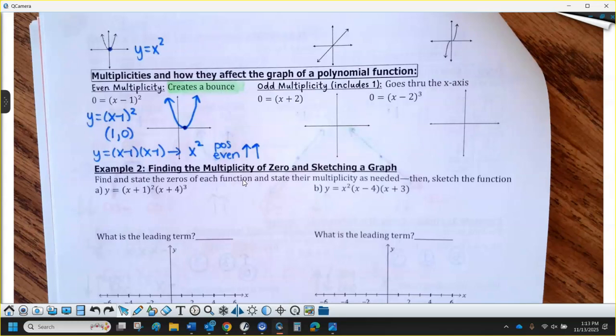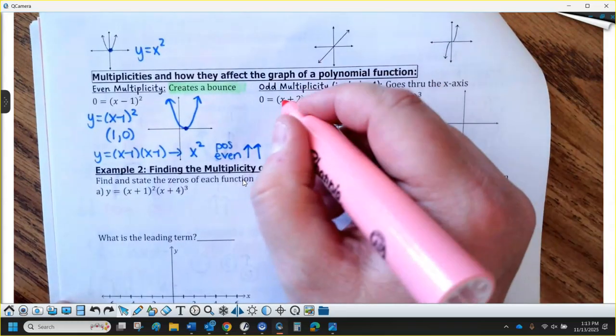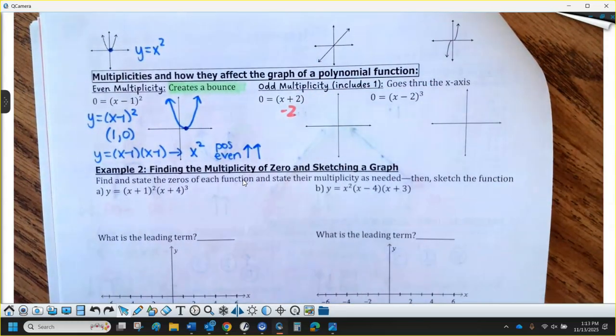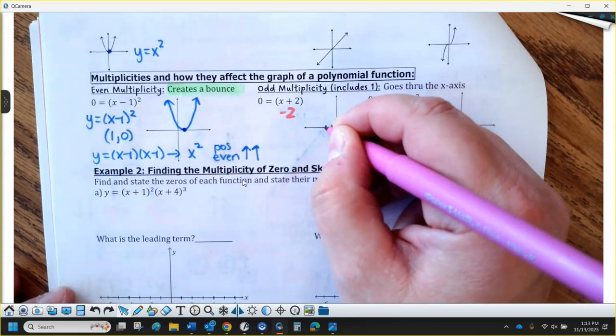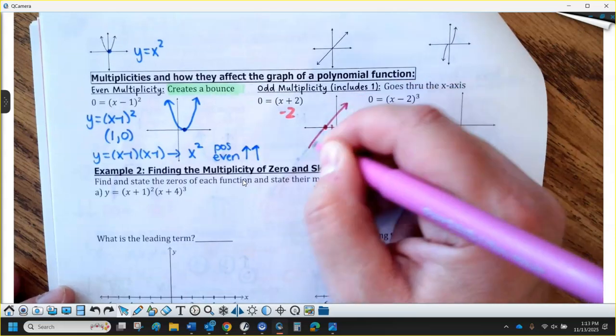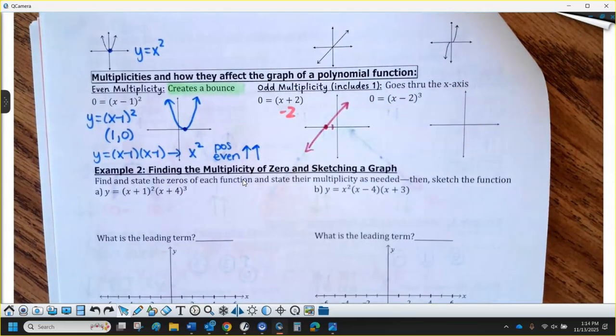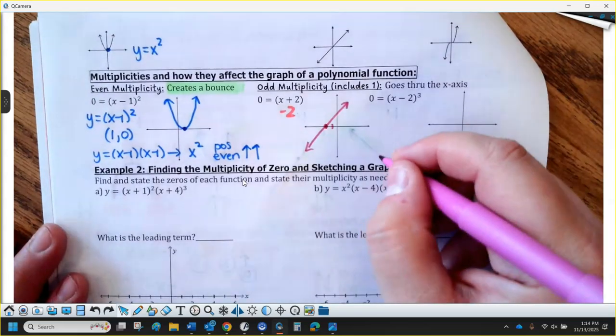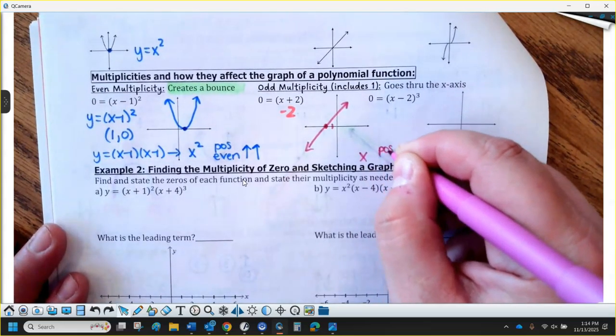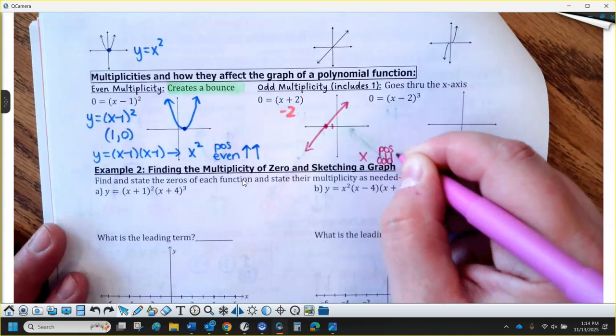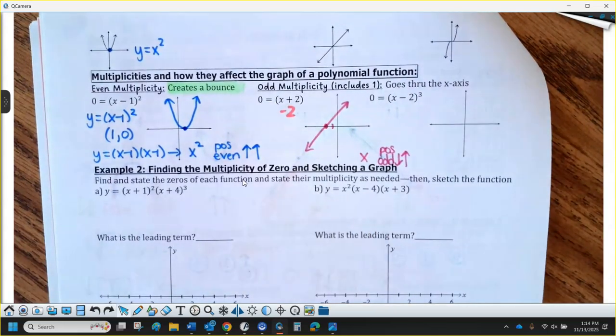Now, if you have an odd multiplicity, and we had odd multiplicities on all the questions on the front, they were just linear. There was no exponent, right? If I had x minus 2, this would go through 2 if I was graphing this. This would actually just be a line, and you could just graph the line, but the end behavior, this would be x as your leading term, so that would be positive and odd. So you can see the left side goes down, the right side goes up, it goes through the x-axis.